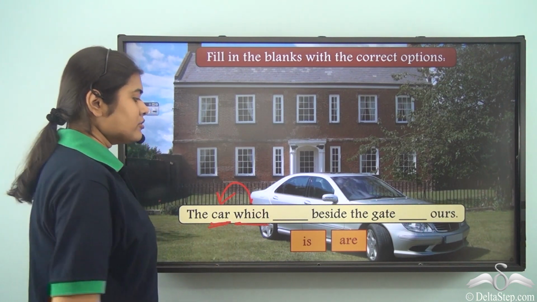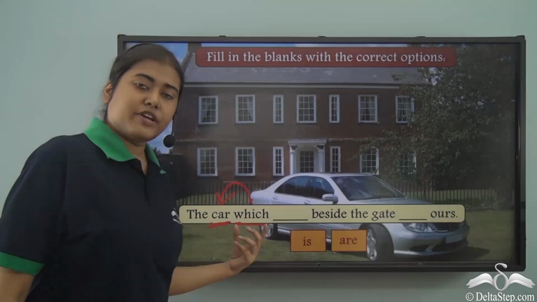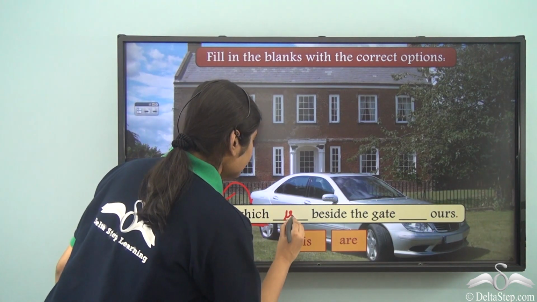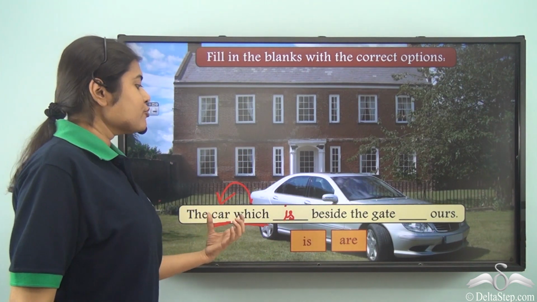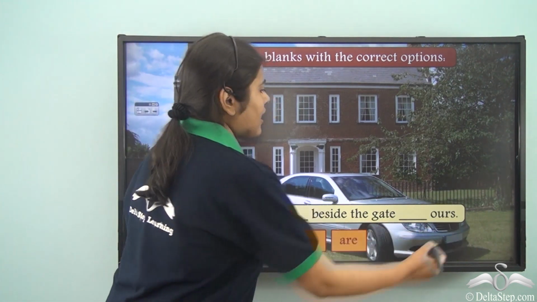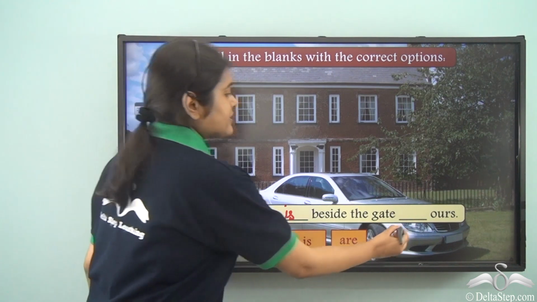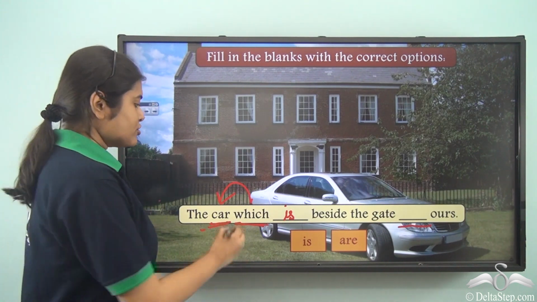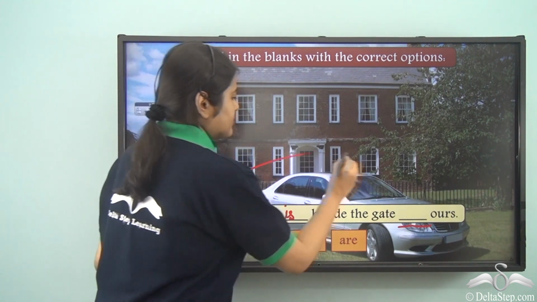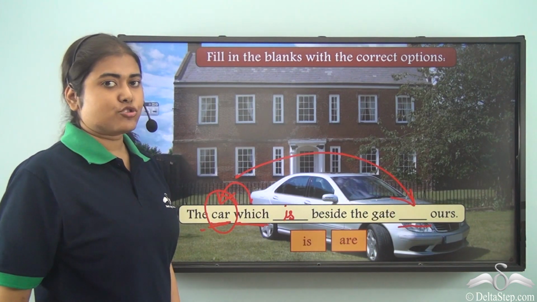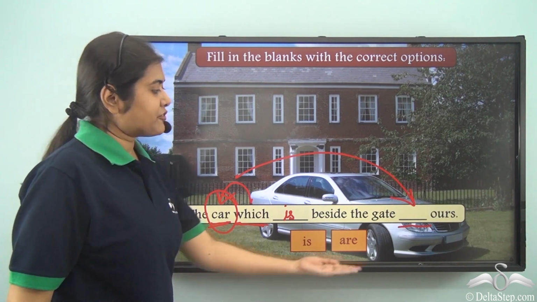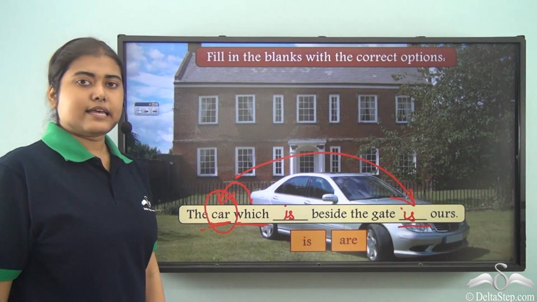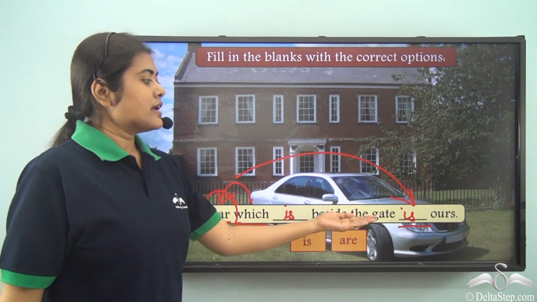So this singular noun will have a singular verb. So which refers to a singular noun. Hence, we are going to use a singular verb is. So the car which is beside the gate. Dash ours. Now, which noun is governing the verb to be placed in this case? What is ours? The car is ours. So this car is related to this verb that is to be placed here. So car is singular, therefore the verb to be used here will also be singular. So this should be also is. So the car which is beside the gate is ours.